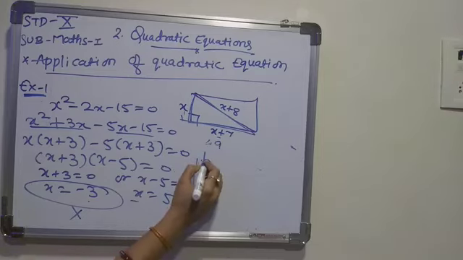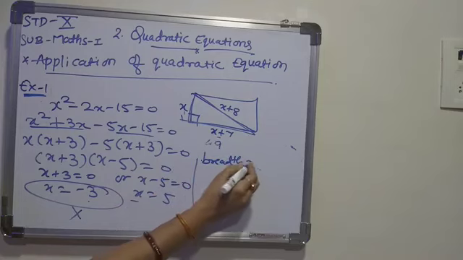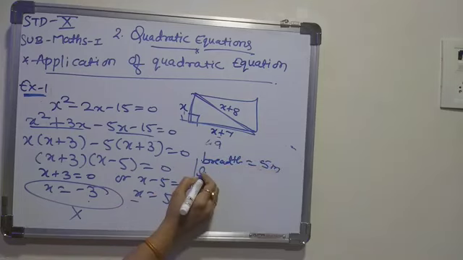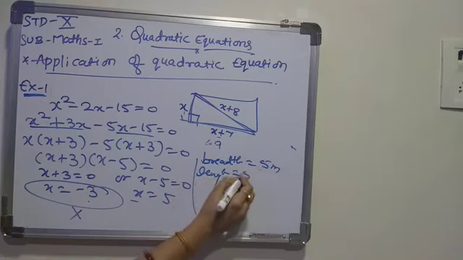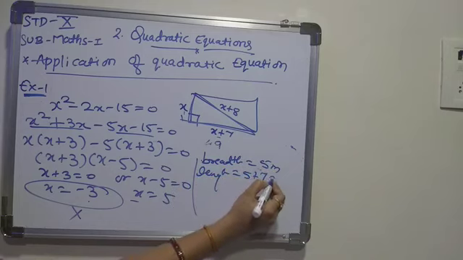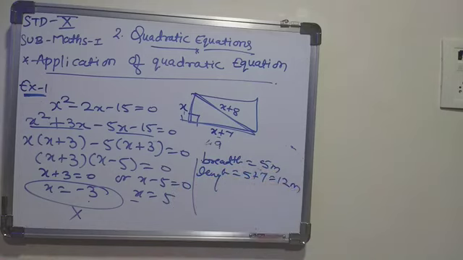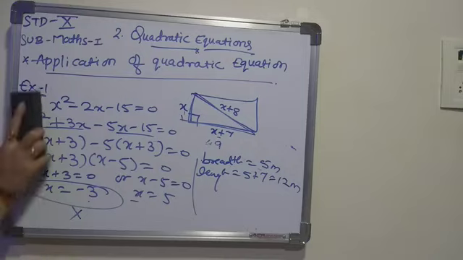So your breadth is 5 meter. Then your length is 5 plus 7, it's 12 meter. Clear? This is what we have to find in the question. So this is how you are going to frame the quadratic equation by reading the word problem. Now we are going to start practice set 2.6.